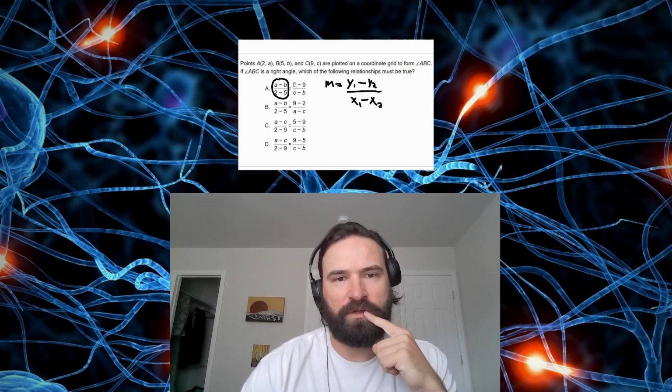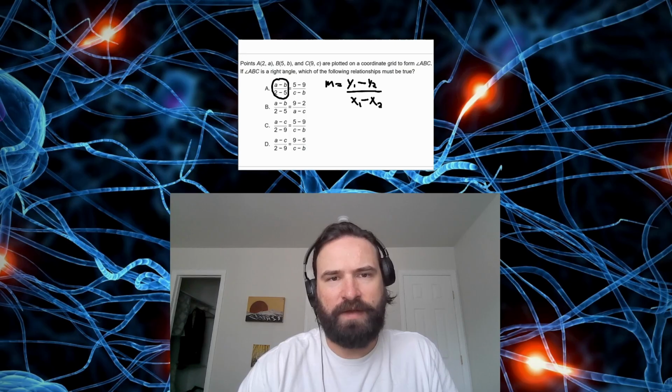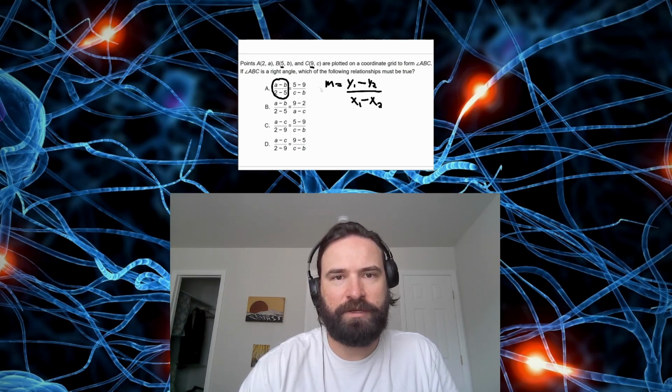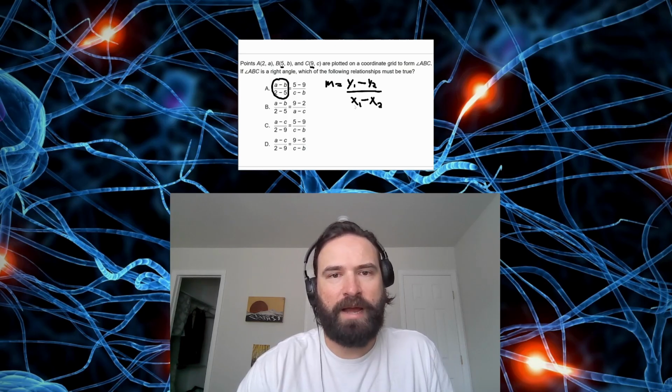The right side of the equation has 5 minus 9, which is the first x value of one point minus the second x value of the second point, and that over c minus b, which is the second y value minus the first y value. So there's definitely some switching happening here. Let's take a look at what happened.